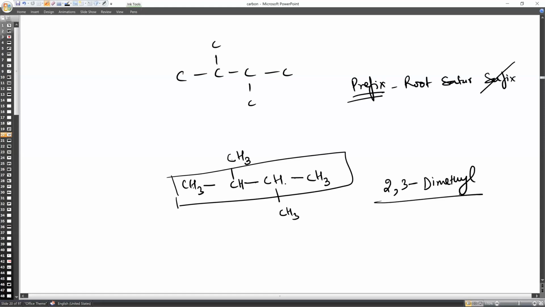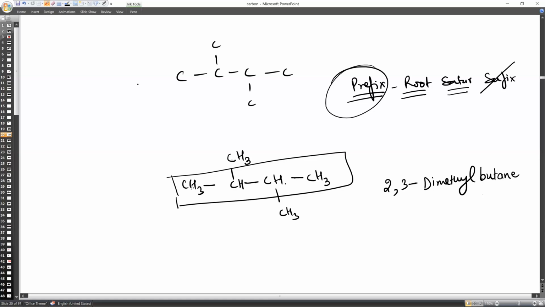Now prefix is written. Now we have to write the root. The root for this one: 1, 2, 3, 4, there are 4 carbons, so we will use but. Once we have written the capital letter, now we are just going to write small letters. Then root is done. Then saturation indicator: there is single bond everywhere in the carbon, there is no double bond, so we'll use an. There is no suffix, so we'll use e. Butane. So 2,3-dimethylbutane is the name for this one. Got it? Yes, sir. Okay.